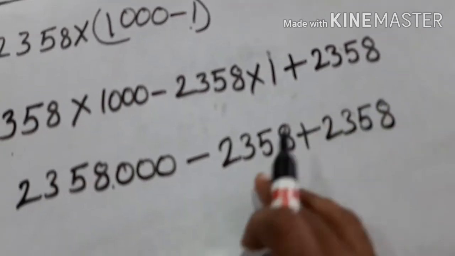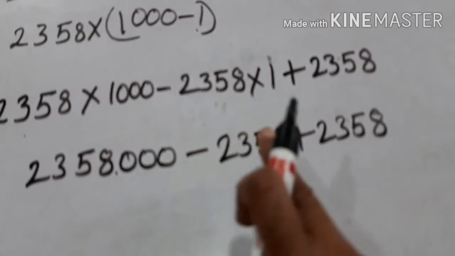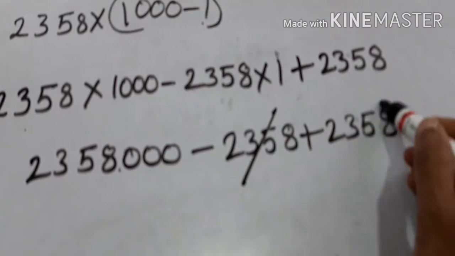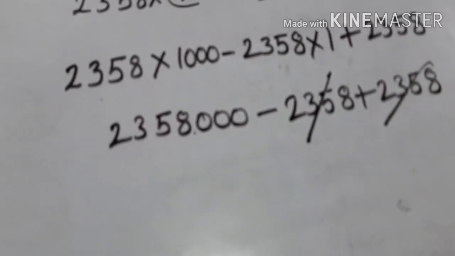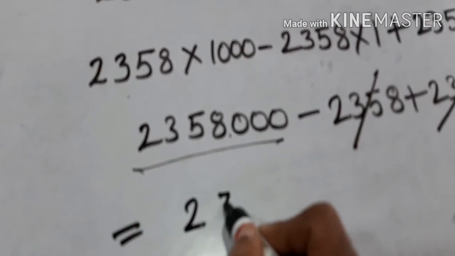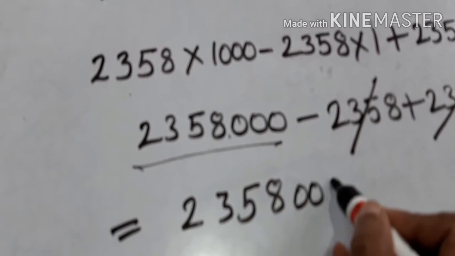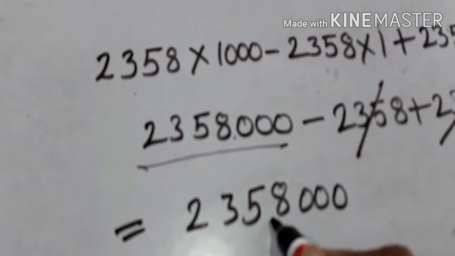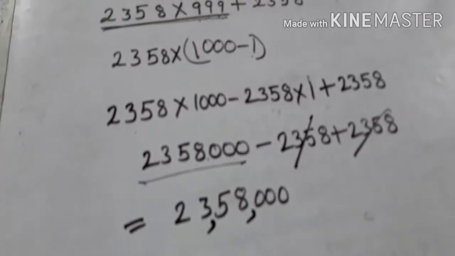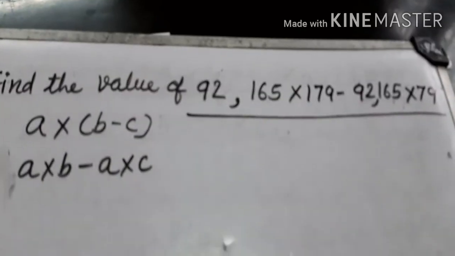2358. Here if I add 2358 and again I subtract the same number, this number will be crossed out. So what will be left? The answer is this. So the answer I am writing is by the distributive property of multiplication. So it is easy. With practice you will be able to do it again.